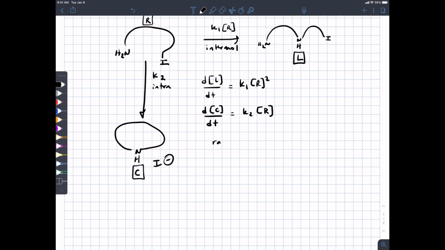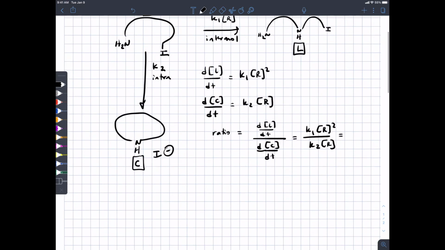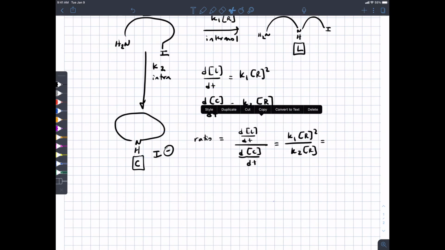So let's take the ratio of the linear to the cyclic product appearance. This would be how much slower the linear reaction is than the cyclic reaction. That should equal K1 times R squared divided by K2 times R. And of course, one of those R's on the bottom will cancel out with one on the top, which gives us K1 times R divided by K2.